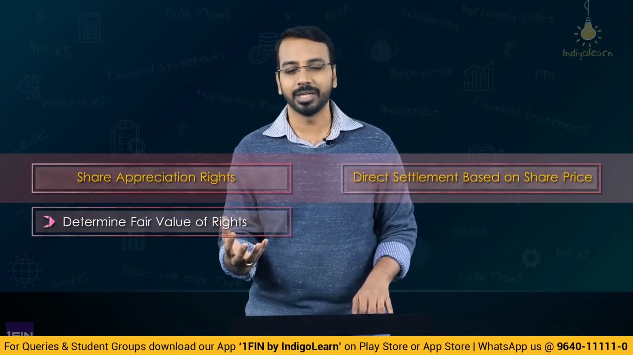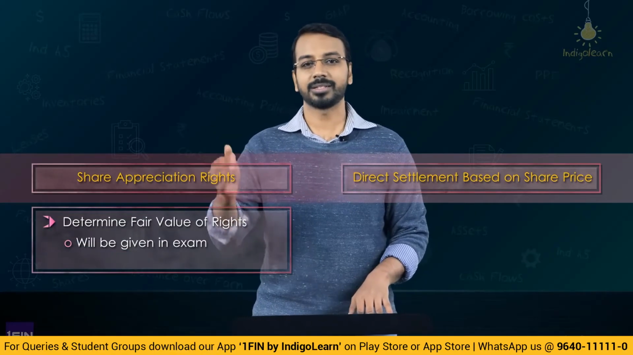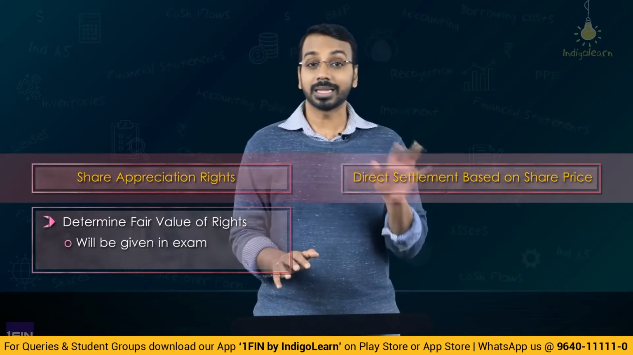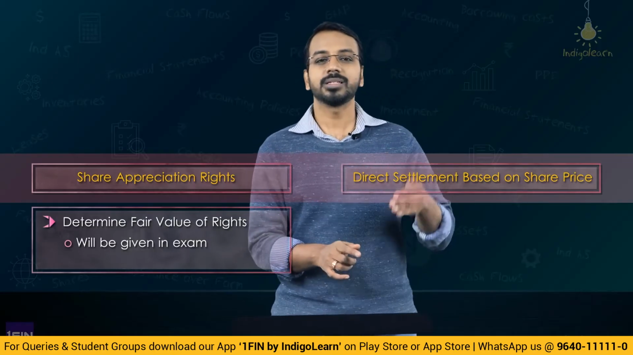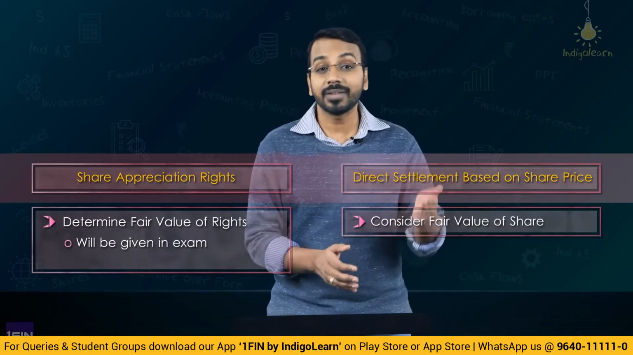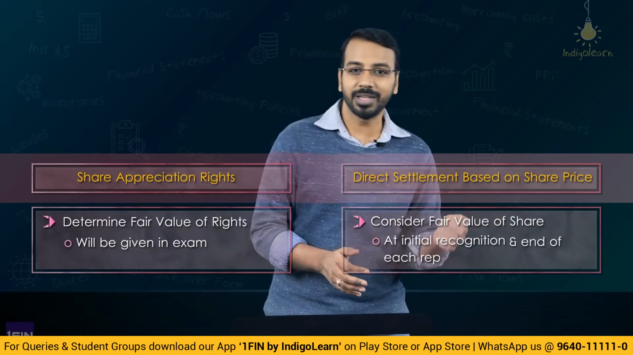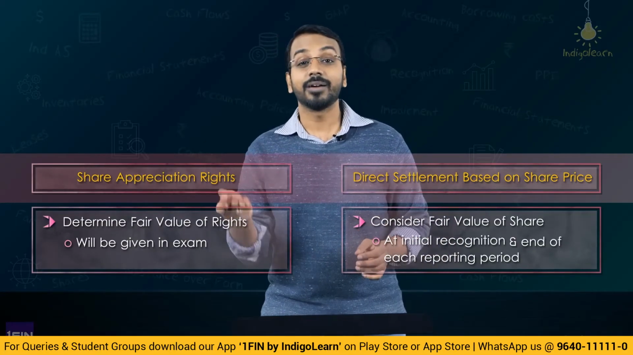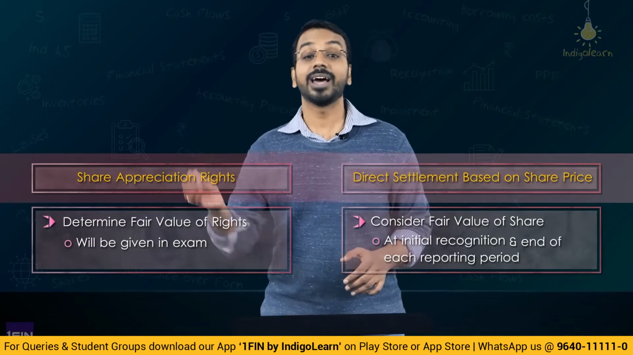Now, for us in the examination, they would give us the fair value of the share appreciation rights, initially and at the end of each reporting period. That is one aspect. The other aspect is, it is not an appreciation right, but it is a direct payment. So, when there is a direct payment based on the value of the share, then you have to consider the fair value of the share at initial recognition and at the end of each reporting period to recognize the expense. In share appreciation rights, we have to determine the fair value of the rights, not the fair value of the shares, the fair value of the rights.